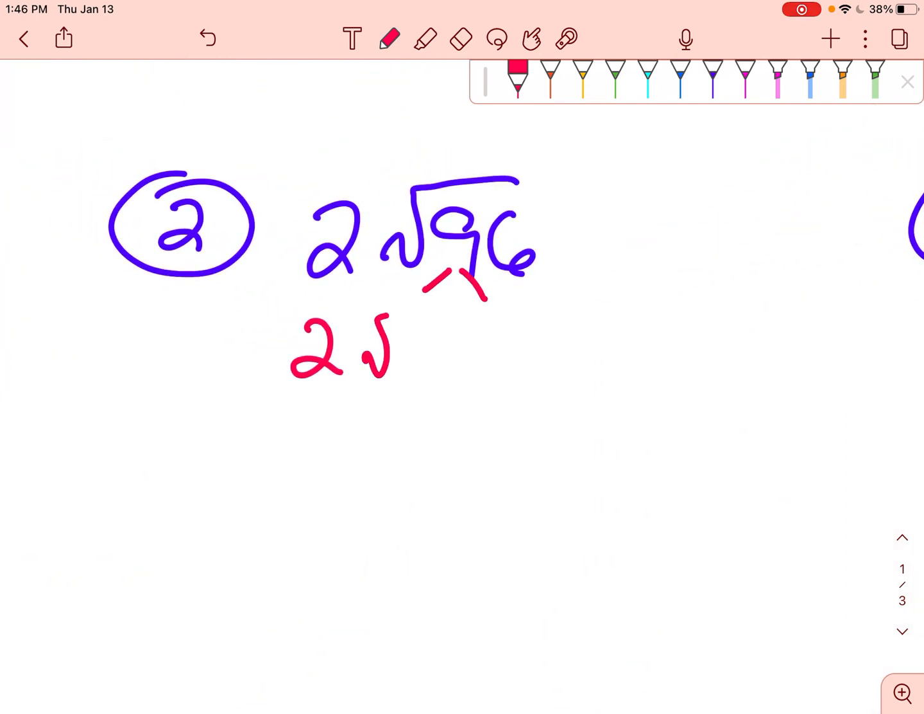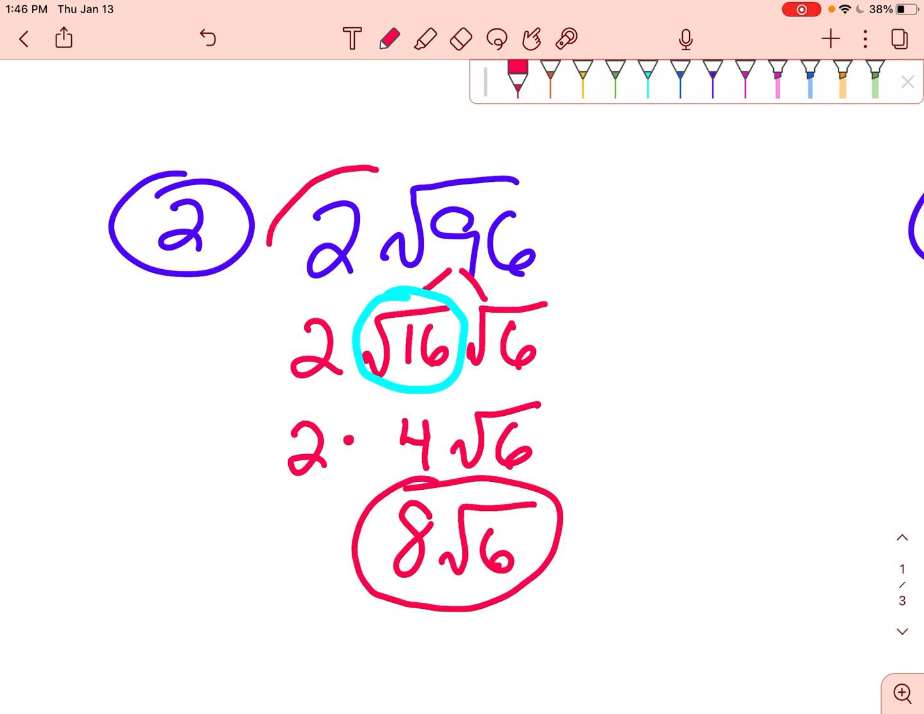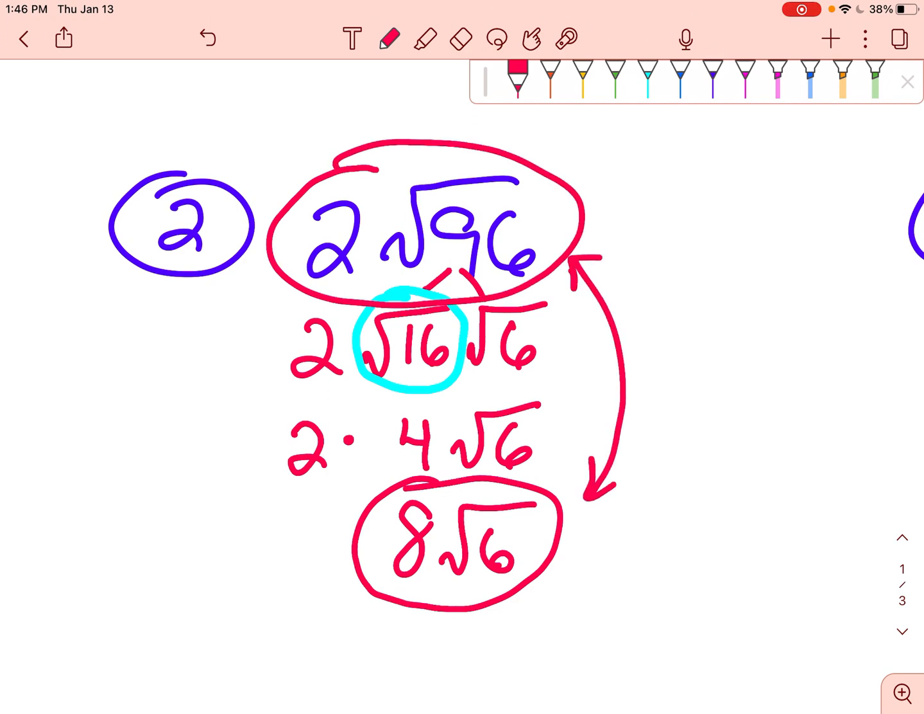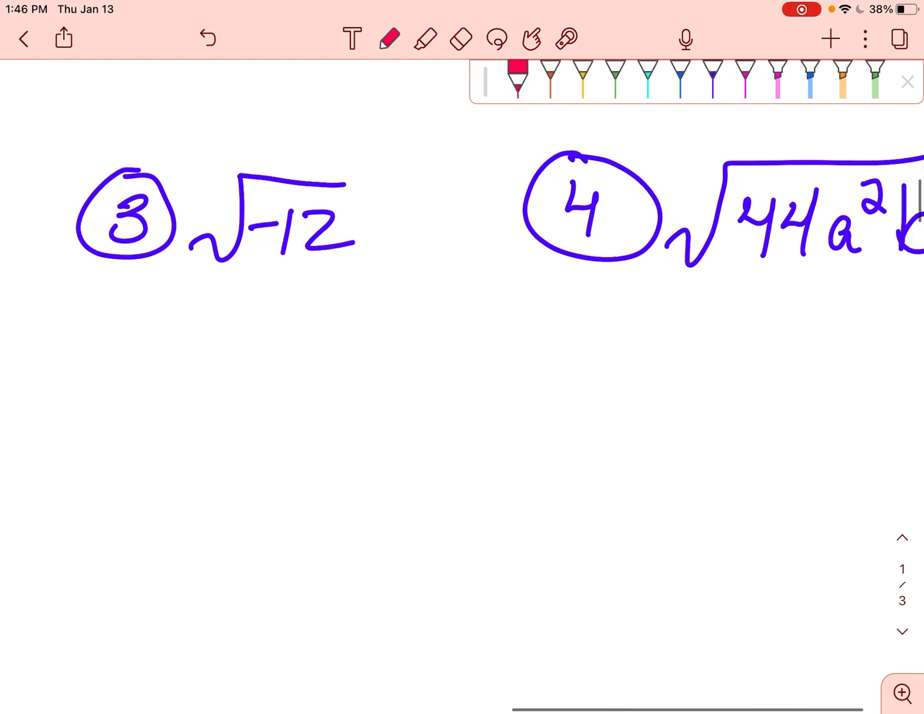96 is broken up into 16 times 6. Now again, your perfect child is the 16. So this turns into 2 times 4 times the square root of 6, which is actually 8 root 6. If you type this into your calculator and this into your calculator, they will give you equal decimals to each other. Okay, that's a way to check to see if you simplified your radical correctly.